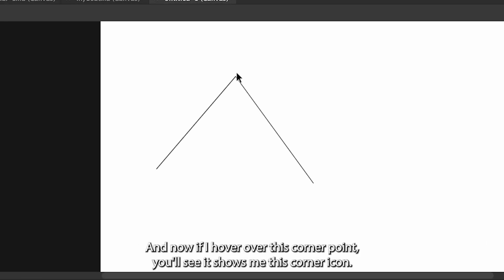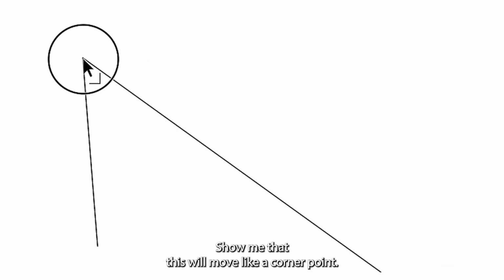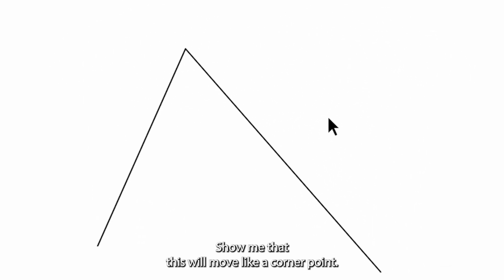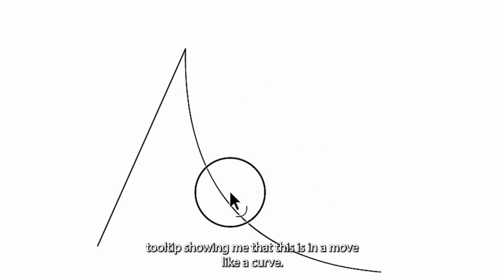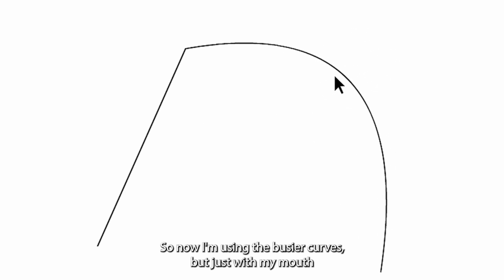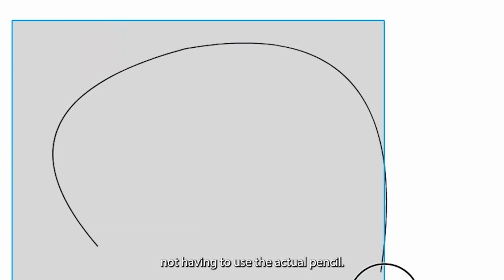And now if I hover over this corner point, you'll see it shows me this corner icon, showing me that this will move like a corner point. And if I grab over the line, you'll see I have a curved icon there, a tooltip, showing me that this is going to move like a curve. So now I'm using the Bezier curves, but just with my mouse, not having to use the actual pen tool.